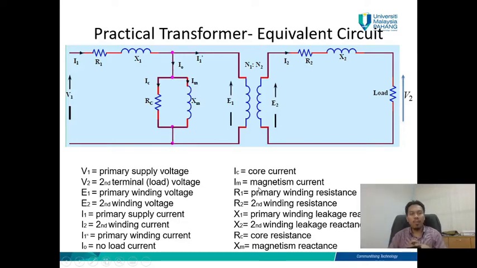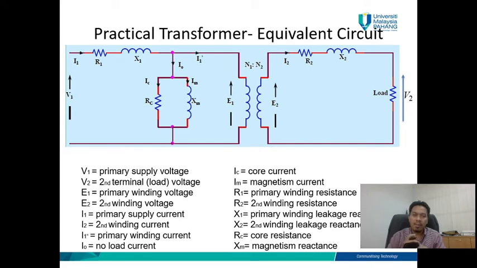Hi, we meet again with a new subtopic, which is the practical transformer. To analyze the practical transformer, we need an equivalent circuit so we can see all the parameters of the transformer represented with impedance and also reactance.